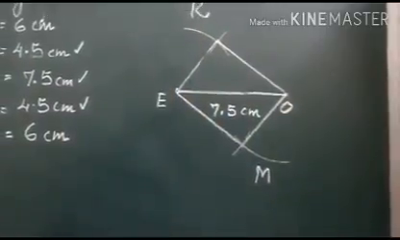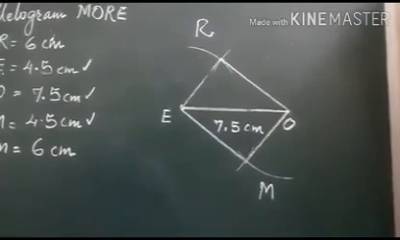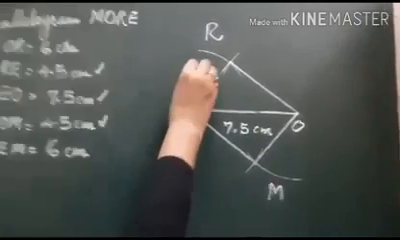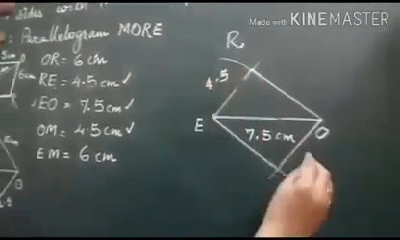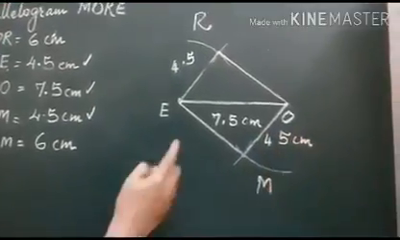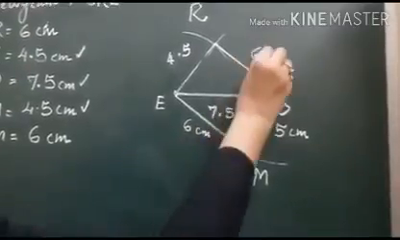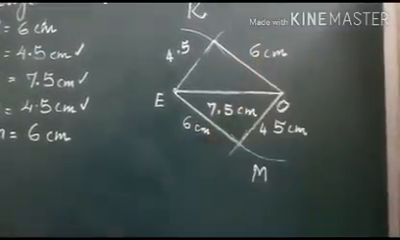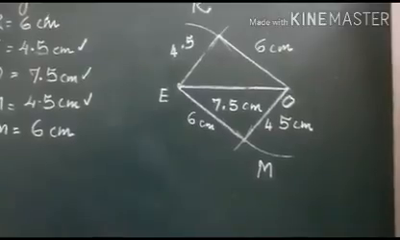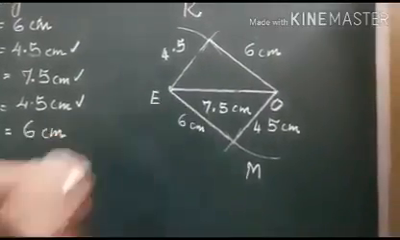MORE is your parallelogram. Don't forget to write the measures of the sides. This you have drawn 4.5 centimeter. This also you have drawn 4.5 centimeter. And this side EM was 6 centimeter. This also was 6 centimeter. So this is how you construct a parallelogram whose two sides were given and one diagonal was given.